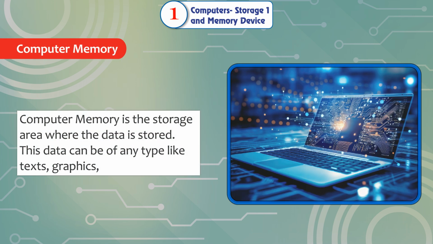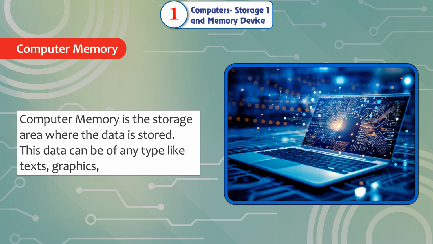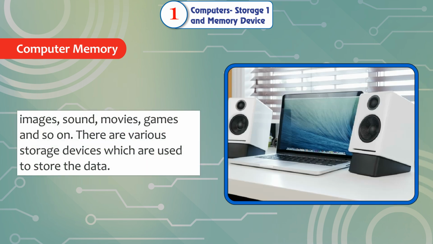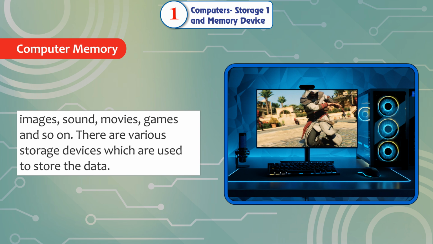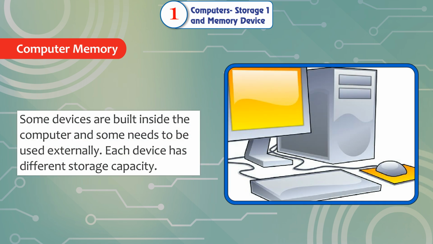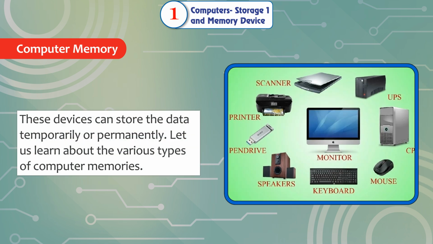Computer memory. Computer memory is the storage area where the data is stored. This data can be of any type like text, graphics, images, sound, movies, games, and so on. There are various storage devices which are used to store the data. Some devices are built inside the computer and some need to be used externally. Each device has different storage capacity. These devices can store the data temporarily or permanently. Let us learn about the various types of computer memories.